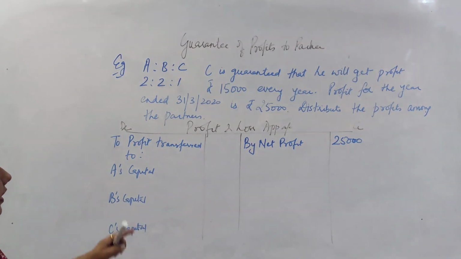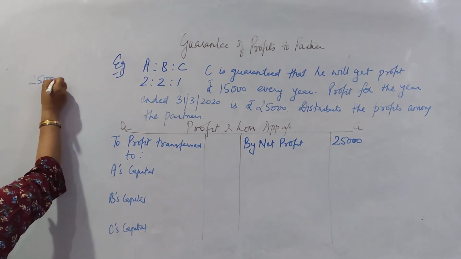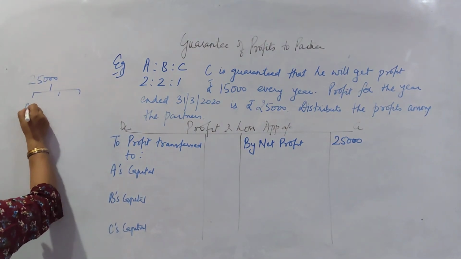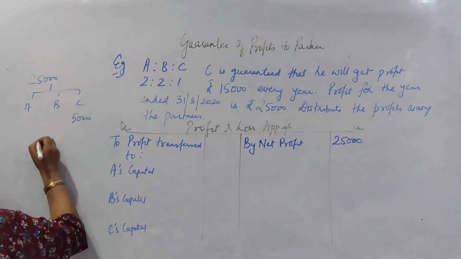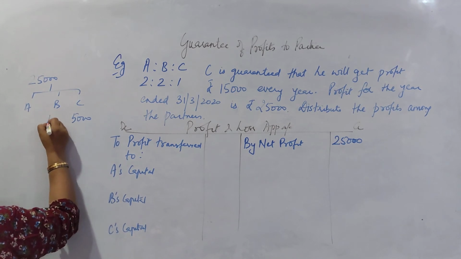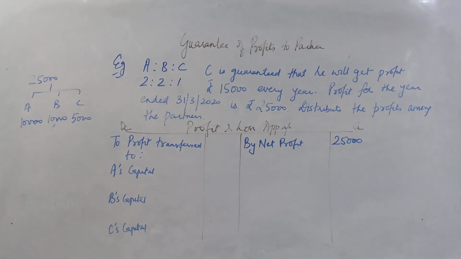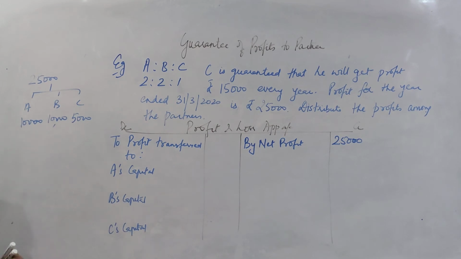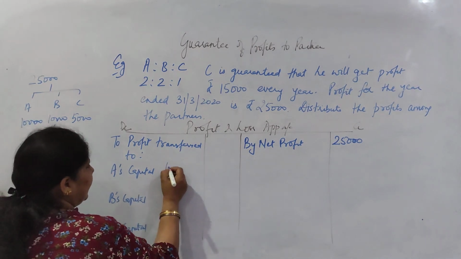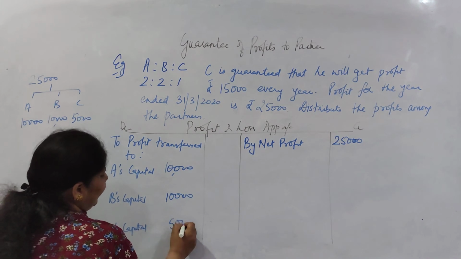Now profit is 25,000. If we distribute 25,000 in the ratio 2:2:1, then C will be getting 5,000, and A and B will get 10,000 each. That means when we transfer the profit according to the profit sharing ratio, A is getting 10,000, B is also getting 10,000 and C is getting 5,000.